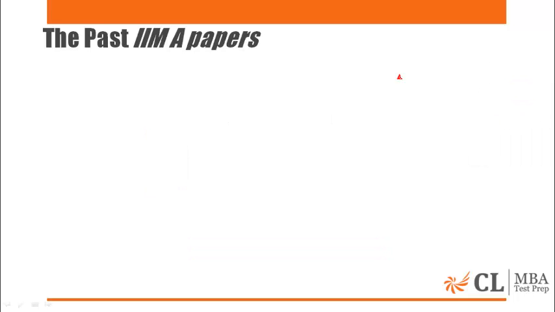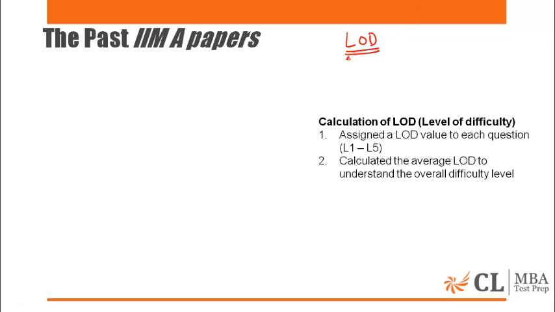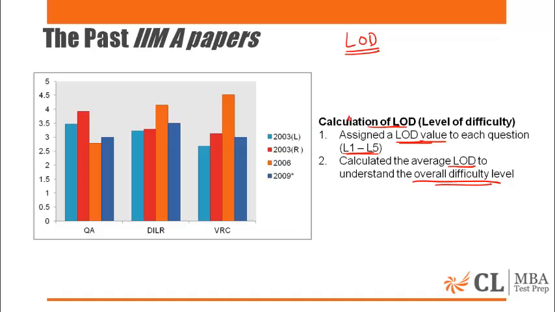Let's see. So if I look at the past papers, now mind you, we are still answering the question of level of difficulty. So the exercise that we do is something that I've explained here: we assign a LOD value, or a level of difficulty value, to each question from level 1 to level 5, and then calculate an average LOD to understand the overall difficulty of the paper. So that's a process, and this is roughly the chart that we get. Here there's a disclaimer: 2009 is based on understanding. This process was not followed, obviously, because the question paper is not available, right? But for other papers, this process was followed.